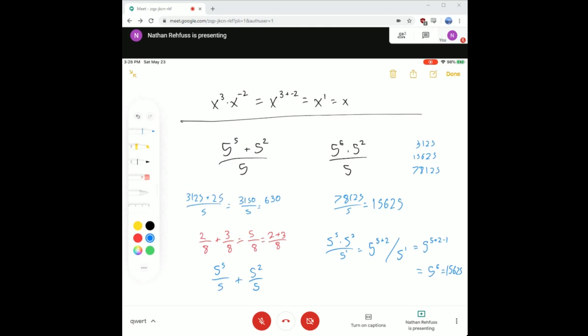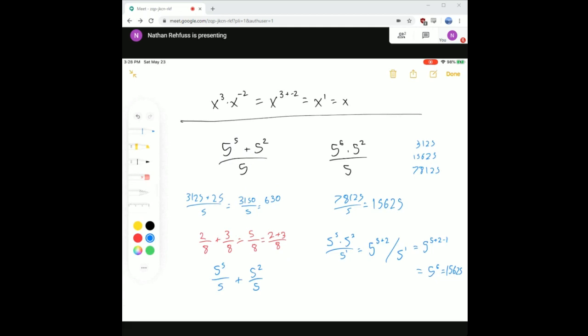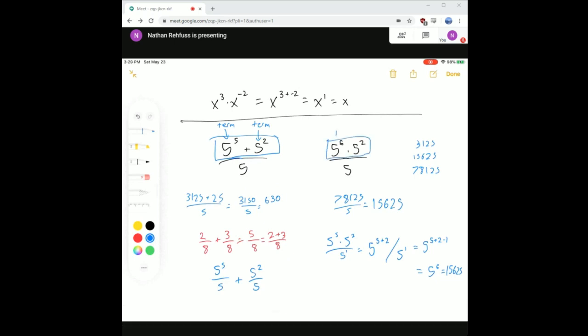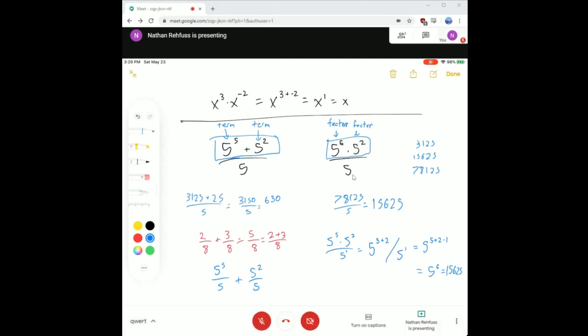And here's where I want to introduce some terminology. When I have two things added together, I'll call those terms. So I have a 5 to the 5th term and a 5 squared term, and they make a sum. When I have two things multiplied to make a product, I'll call them each factors in this class. So I have a factor of 5 to the 5th multiplied by a factor of 5 squared, and then we divided that by a factor of 5.